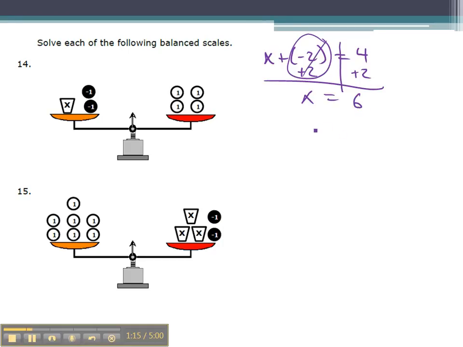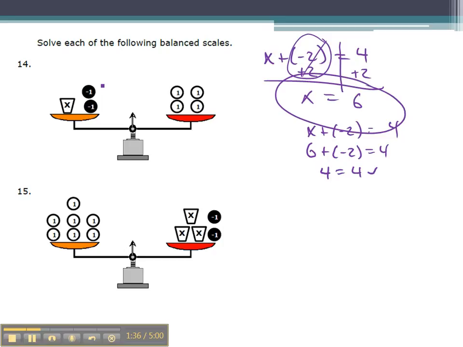And then to check it, if x is really 6, 6 plus a negative 2 should equal 4. The signs are different, so we find the difference. 6 minus 2 is 4, and the positive 6 is farther from 0, has a greater absolute value than the negative 2, so 4 equals 4. That checks out, so x equals 6.